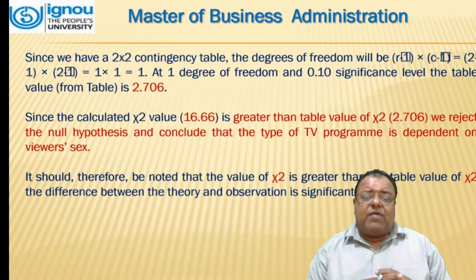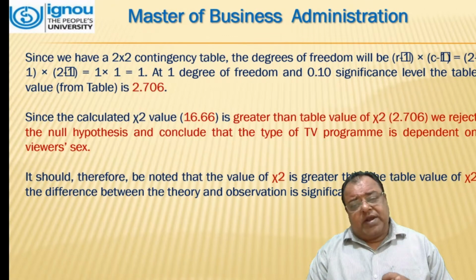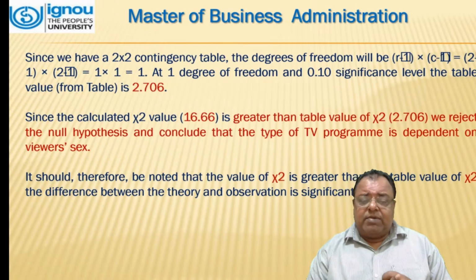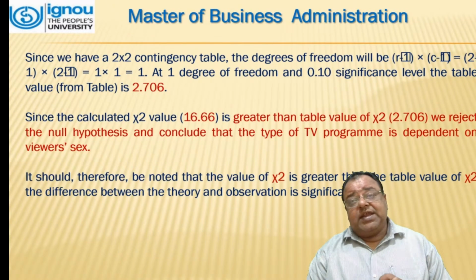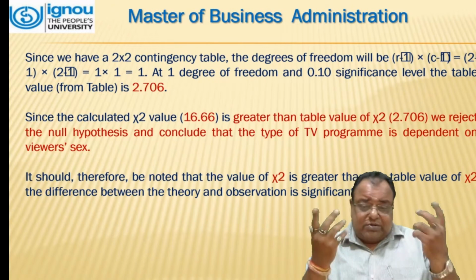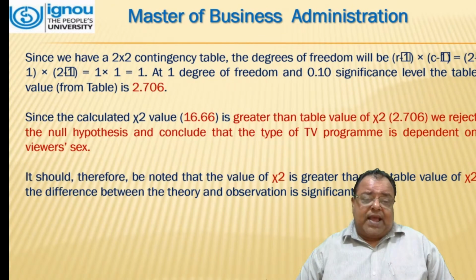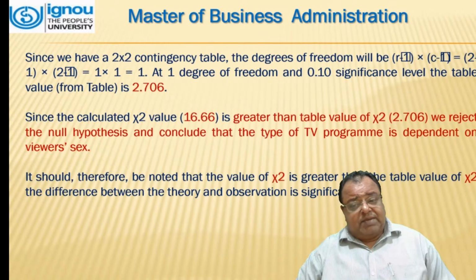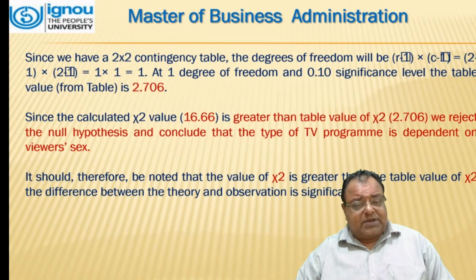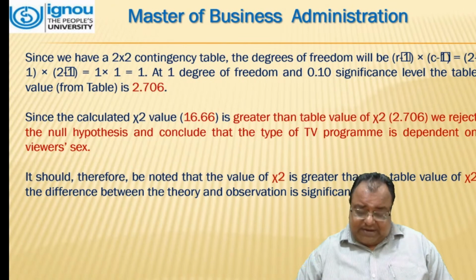That means we have 1 degree of freedom, and at 0.10 significance level, the tabular value is 2.706. And our calculated value is 16.66. How is this conclusion drawn? Since the calculated value is 16.66, which is greater than the tabular value, 2.706, we reject the hypothesis and conclude that the type of TV program is dependent on viewers' sex.